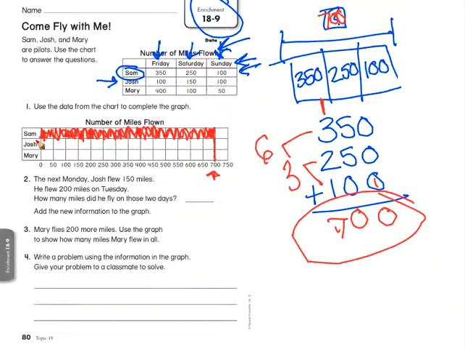So it says, the next Monday, Josh flew 150 miles. He flew 200 miles on Tuesday. How many miles did he fly on those 2 days? So you're going to keep working with this, answering those questions. But really what I wanted to point out to you is that this is a great chance for you to challenge yourself in the way you use data to solve problems. So go have fun and do some awesome math.